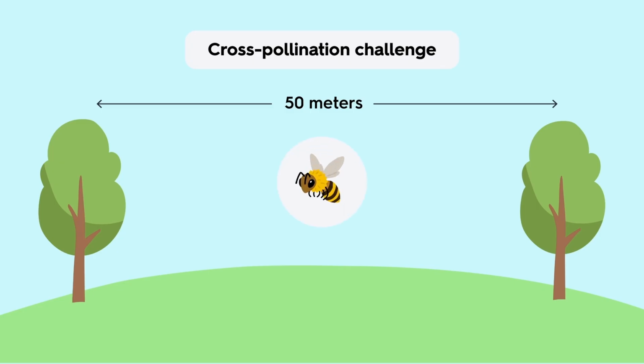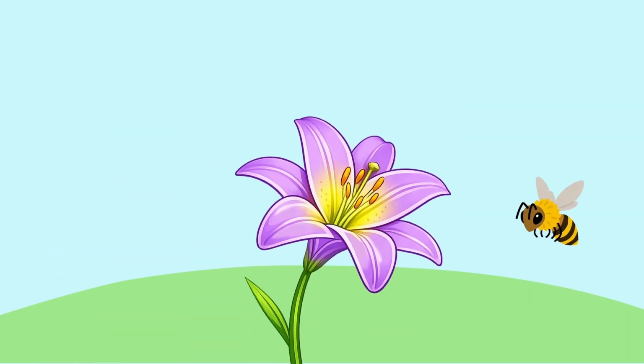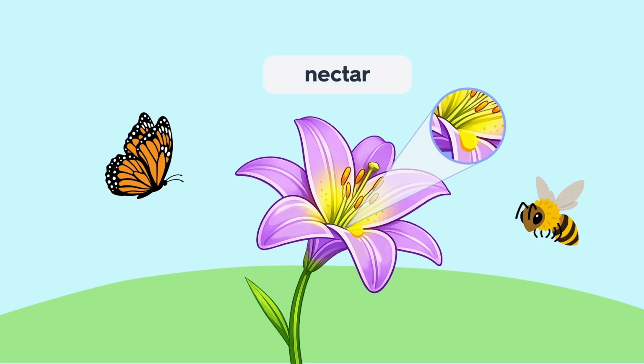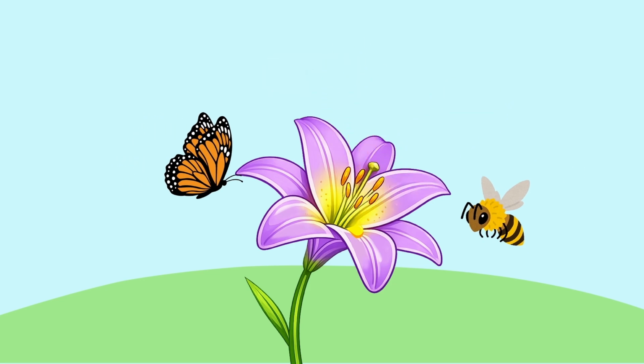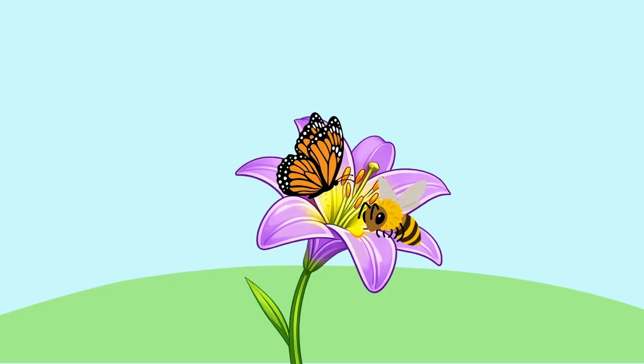That's where animals, especially insects, come in. Insects like bees, butterflies, and moths visit flowers for nectar, a sugary food made near the base of the flower. To attract them, flowers use bright petals and fragrance like a clear "come visit" signal.